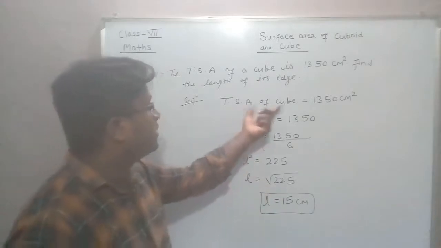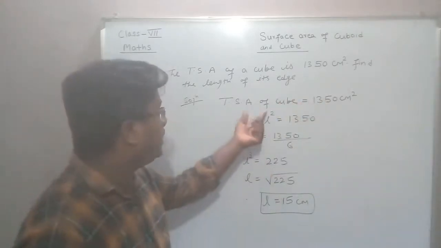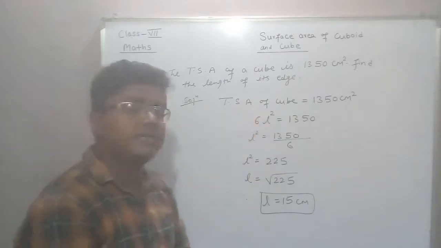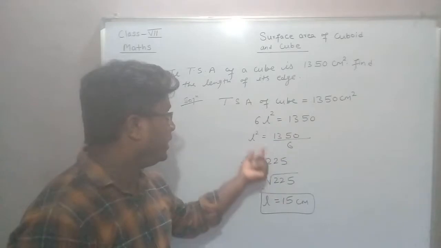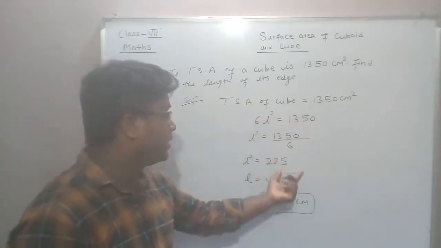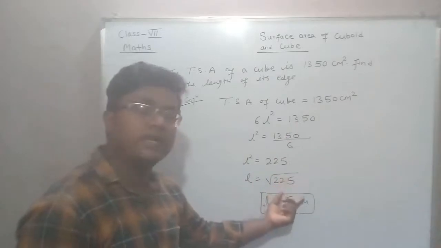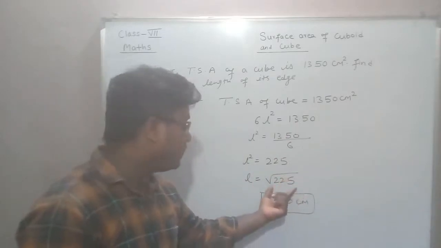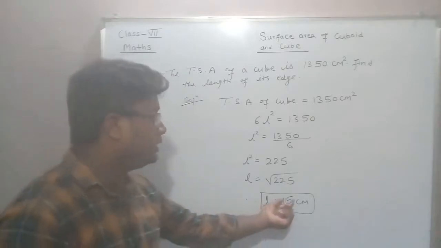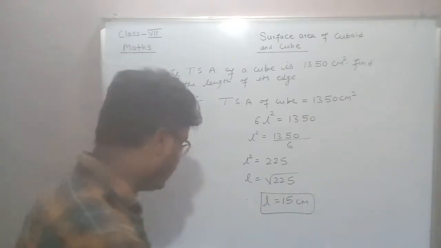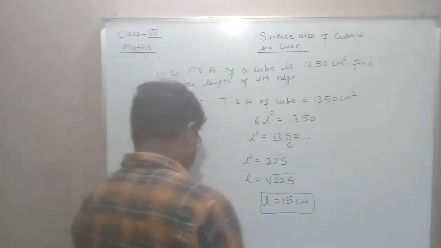It's very easy. Total surface area is given to us, 1350. Put the formula for total surface area, that is 6L square. Solve it. Transfer this 6 to the right hand side. It will divide. We'll get 225. The square transfers to the right hand side, it will be square root. Find the square root. You will get the answer, that is, the length is 15 centimeter. Okay. So now in a similar manner, let's do another question.